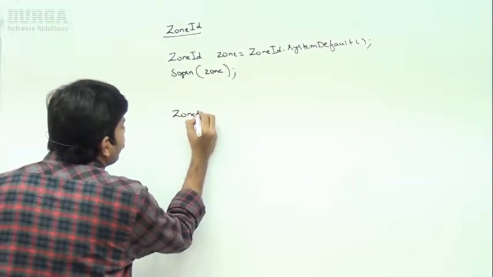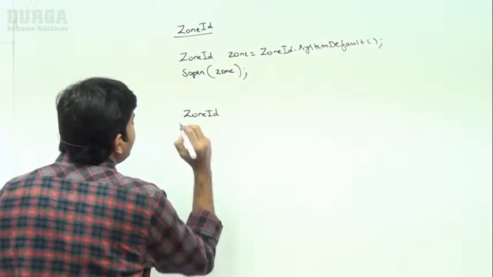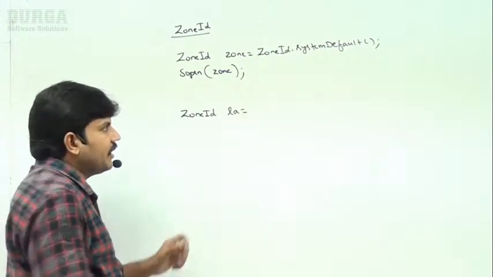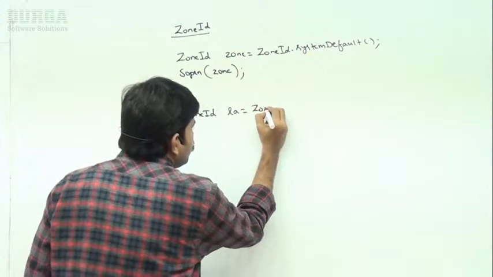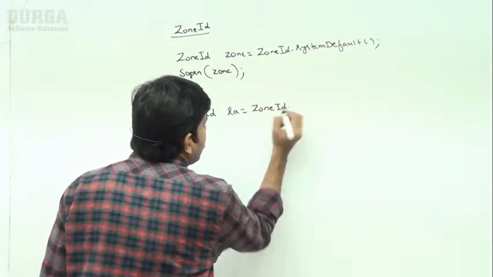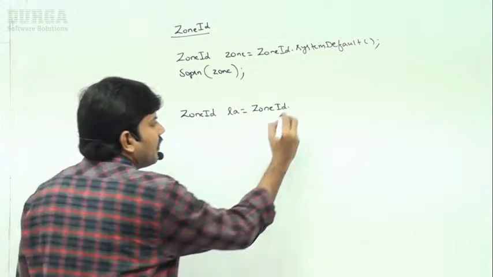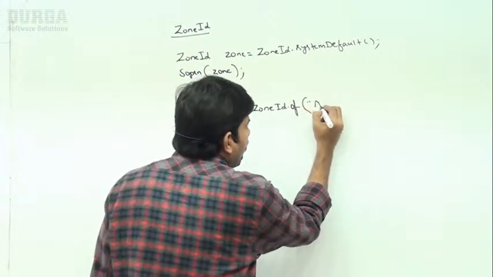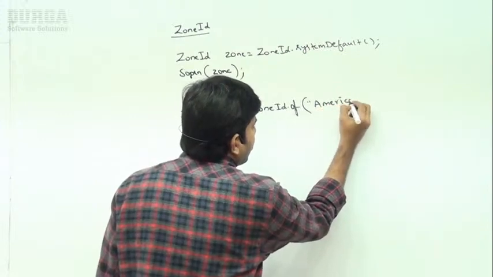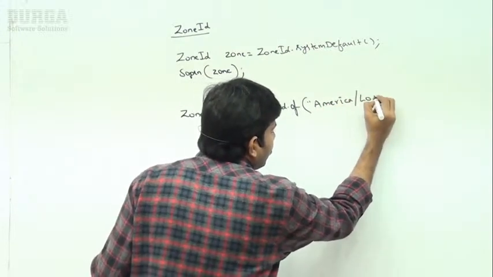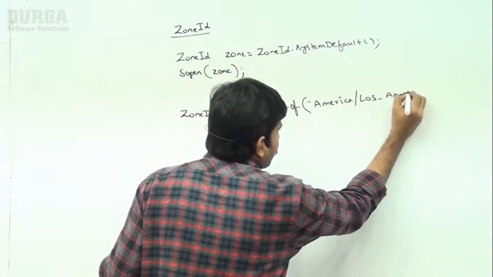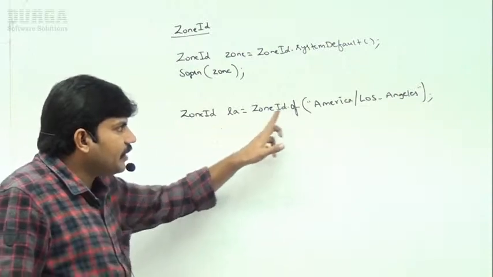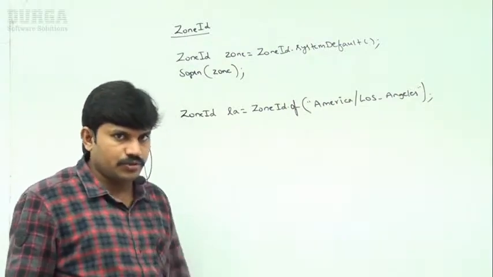ZoneId LA, Los Angeles, LA = ZoneId.of("America/Los_Angeles"). Are you getting it right? Los Angeles. I created a ZoneId to represent the America, Los Angeles zone.